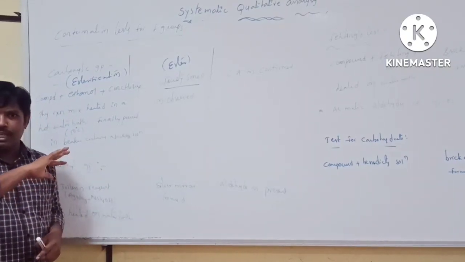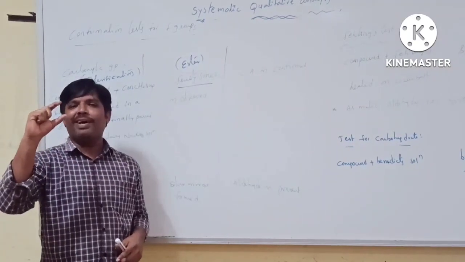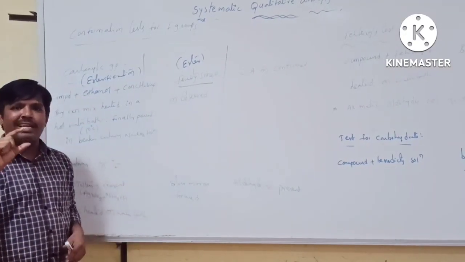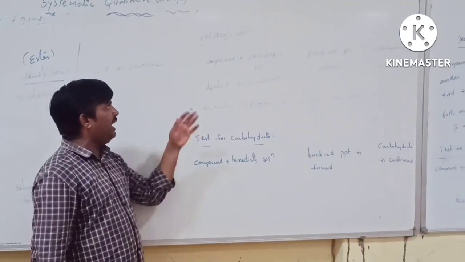Okay, Tollens reagent test. What is the Tollens reagent? Ammoniacal silver nitrate is the Tollens reagent. Then we go for the Fehling's test. What is that Fehling's test?